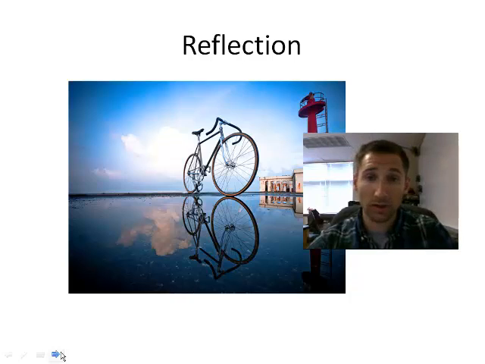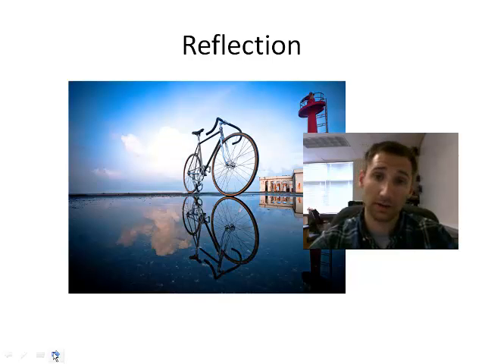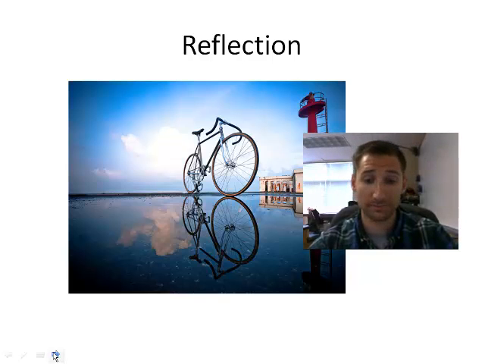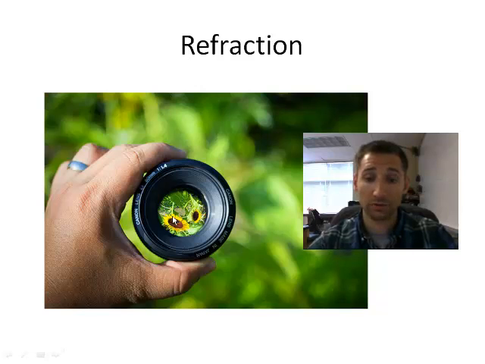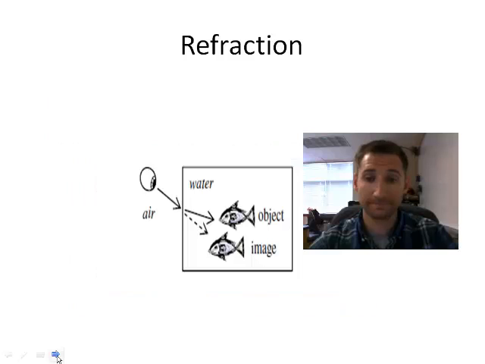Mirrors work on what light phenomenon? Reflection. Okay, this is how mirrors work. Law of reflection, angle of incidence equals angle of reflection. How do lenses work? The phenomenon there is refraction. The phenomenon pictured here, where an actual object is located here, but we see the object here, is called refraction.